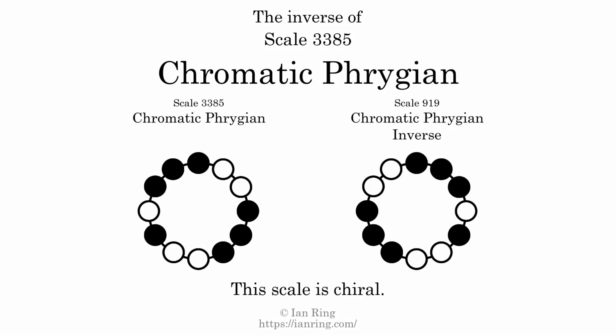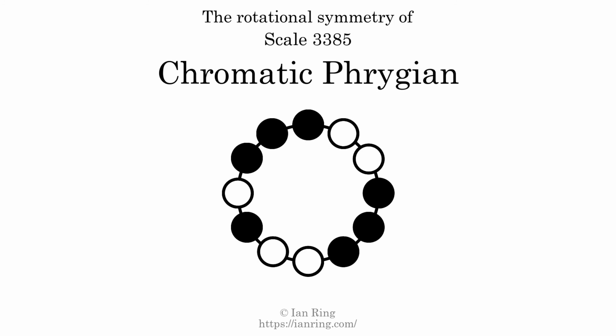The inverse of a scale is a mirror image. It is what you get when the sequence of intervals is reversed. The inverse of this scale is scale 919, also known as Chromatic Phrygian inverse. This scale is chiral. It cannot transform into its inverse by rotational transformation. This scale has no rotational symmetry.